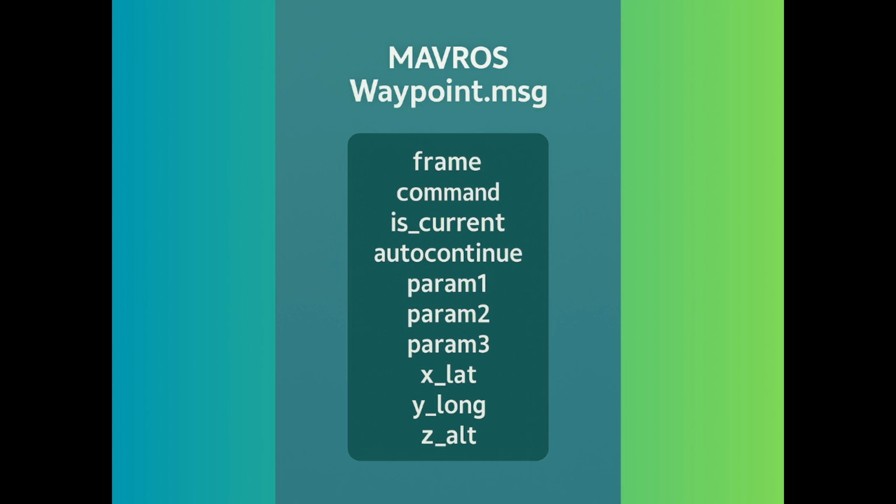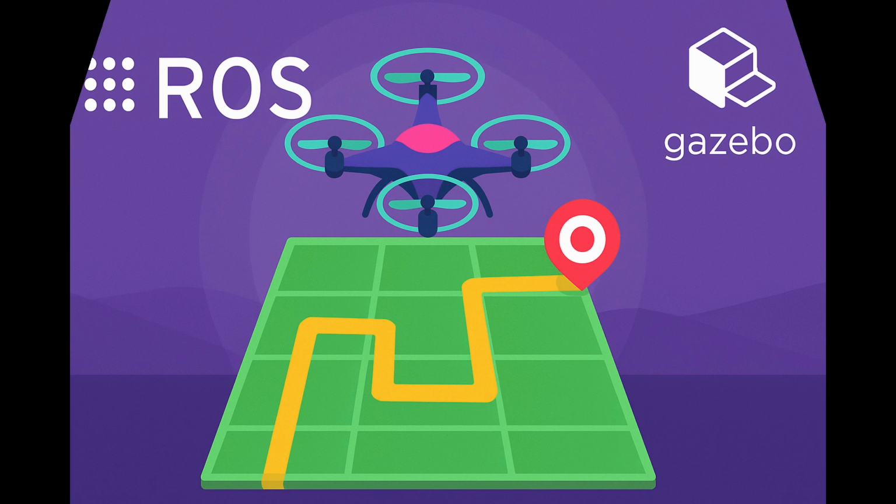Parameter 1 to parameter 4 depend on the command. They can define things like loiter time, radius, or yaw orientation. Finally, we have the coordinates: latitude in degrees, longitude in degrees, and altitude in meters. Together, this message defines a waypoint, its position, and behavior.